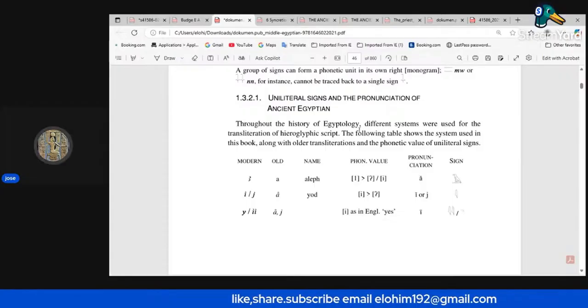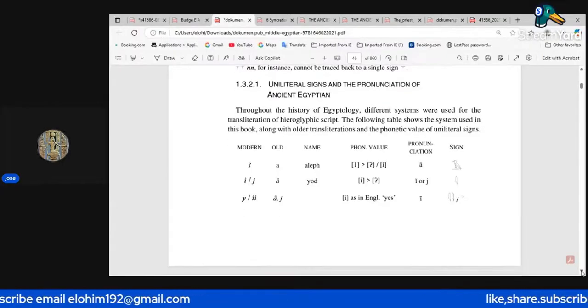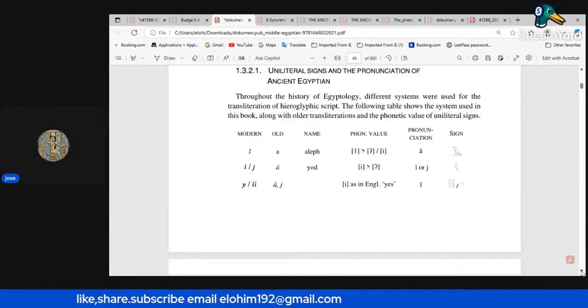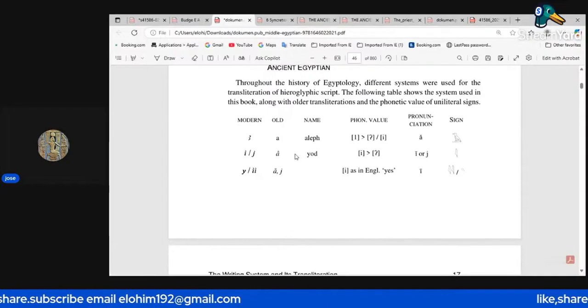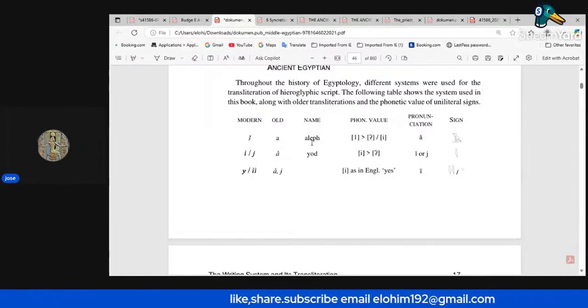Throughout the history of Egyptology, different systems were used for the transliteration of Medu-Neter script. The following table shows the system used in this book, along with all the transliteration and phonetic value of the unilateral symbols. So we got modern. This is what it looks like. The old, I don't know where that's coming from.